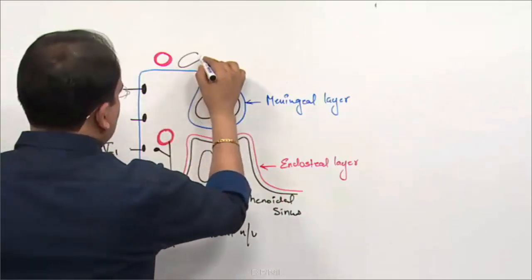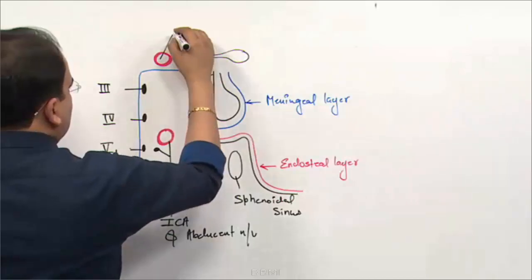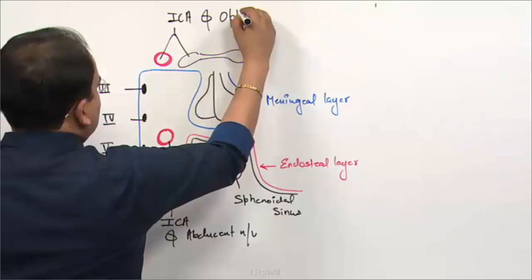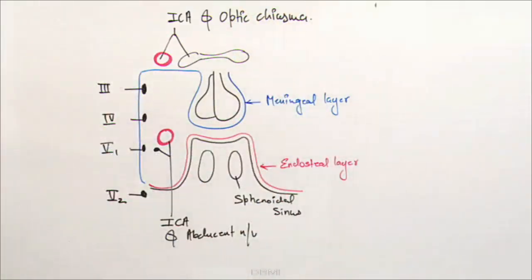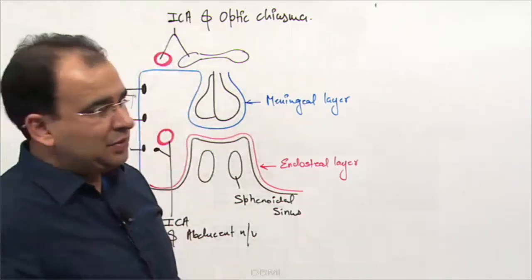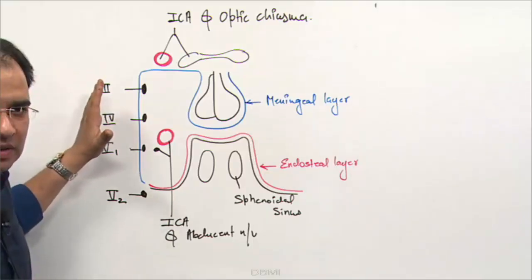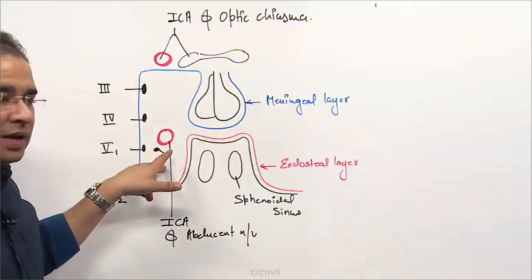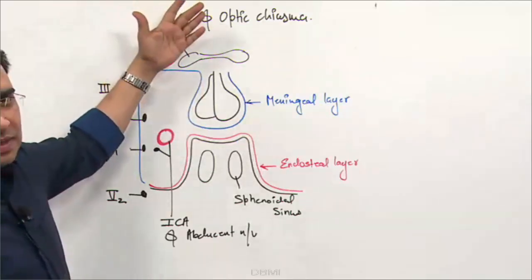and optic chiasma. Internal carotid artery and optic chiasma are the structures present above the cavernous sinus. So these are the 3 nerves within the lateral wall of the cavernous sinus. These are the 2 structures present inside the cavernous sinus. Internal carotid artery and optic chiasma are present above the cavernous sinus.